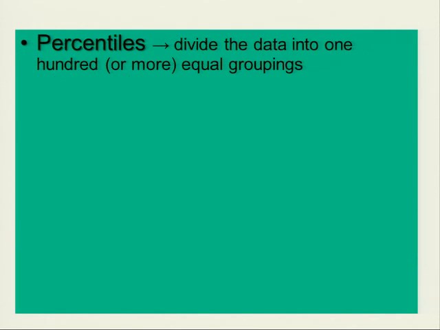Now, lastly, we have the percentiles, grade 12s. Remember, we said the quartiles divide our data into 4 equal groups. Now the percentiles divide the data into 100 or more equal groupings. Remember, once you hear the word quartiles, you think of quarters. And once you hear the word percentiles, you think of percentage. So percentiles divide the data into 100 or more equal groupings.